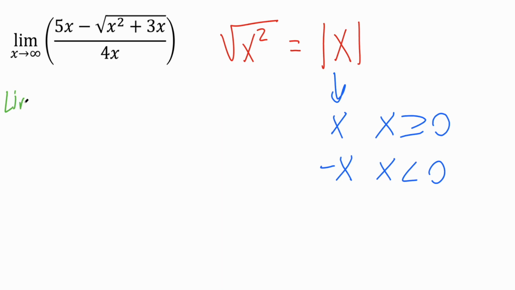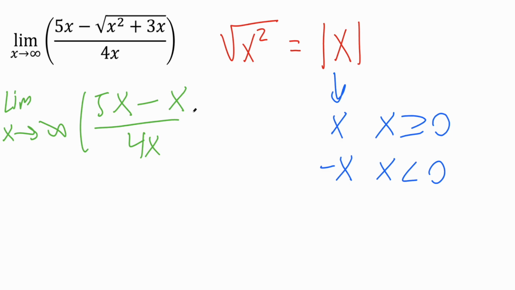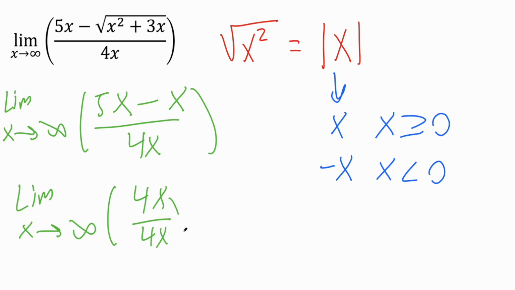So we have the limit as x approaches infinity. We have 5x, and our highest power is an x squared, so we can ignore this piece right here. So we have a negative square root of x squared. And because x is approaching positive infinity, it's going to behave like x. So we can just say minus x, divided by 4x. We close our parentheses, and we get the limit as x approaches infinity. 5x minus x is 4x, divided by 4x, and we get 1. So this right here is our final answer.